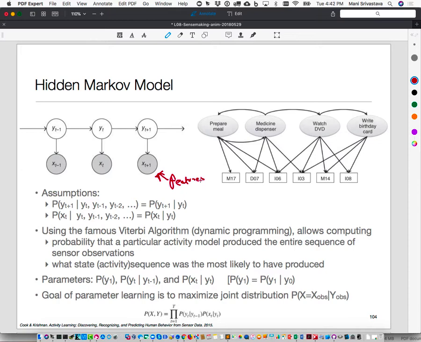So what this is saying is, if the medicine dispenser activity took place, then after that I can go to prepare meal or watch DVD, but I cannot go to write birthday card. So this is equivalent to saying that some words can follow other words, but not others, right? Or more generally, it would be something probabilistic. If I am lying on a bed, then the probability that I will drive a car as the next state, assuming my time windows are short enough, is basically zero.